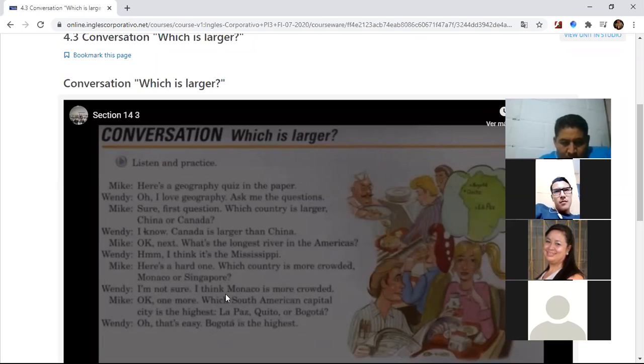Patricia Morales, please. Patricia? Yes? Which South American capital city is the highest? La Paz in Bolivia, Quito in Ecuador, or Bogota in Colombia? La ciudad más alta. Bogota no, es Quito. La Paz, yes. La Paz in Bolivia, right? It's very high. Yes.